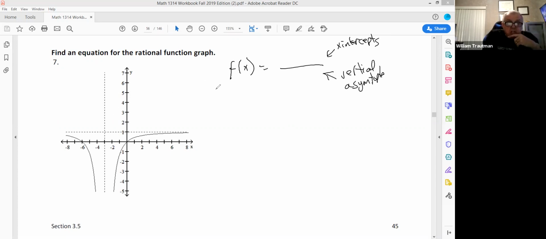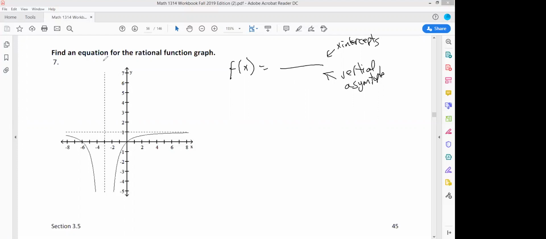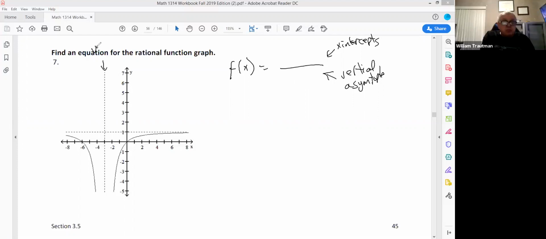And can anybody tell me what the vertical asymptote is? Where on this graph is the vertical asymptote? It's a vertical line. Is it -3? Yes, that's the vertical asymptote. The vertical asymptote is x equals -3. In order to put it down here, you have to put +3, right? You have to put the opposite sign when you put it in there. To get it to the other side, you have to add 3 to both sides.